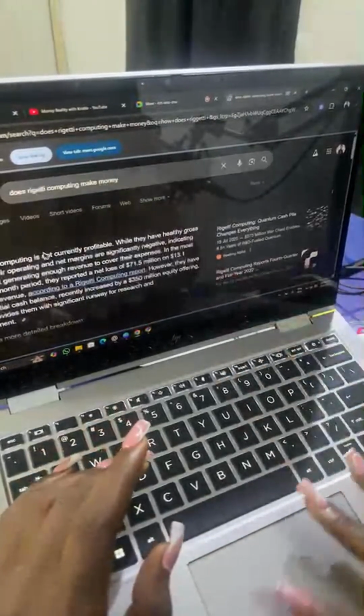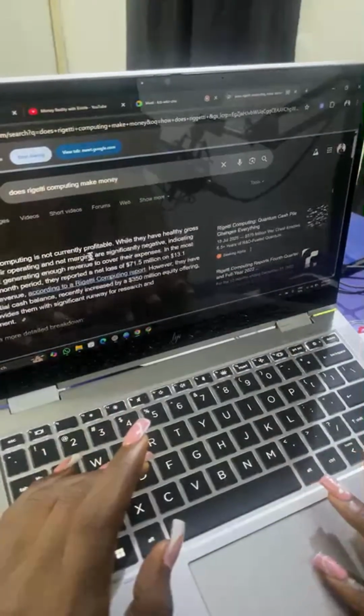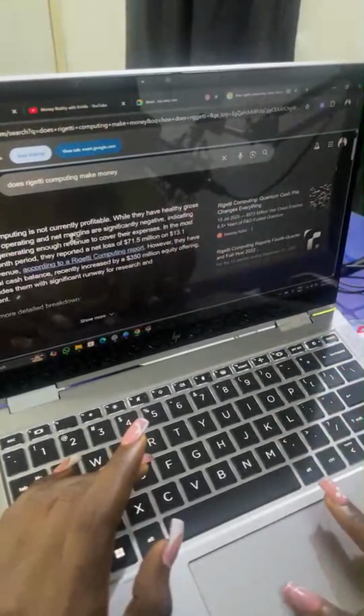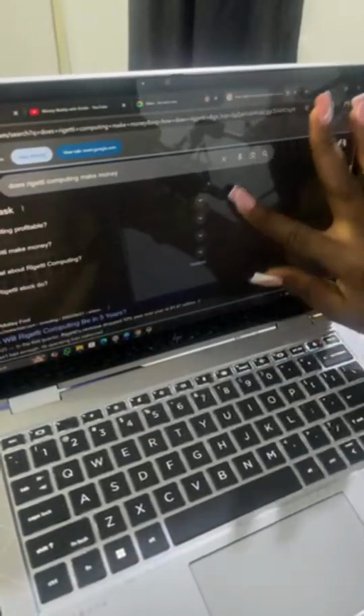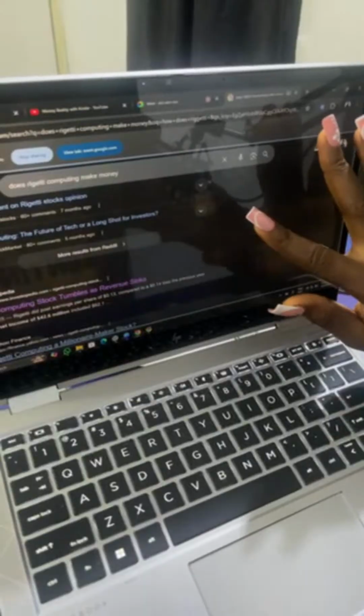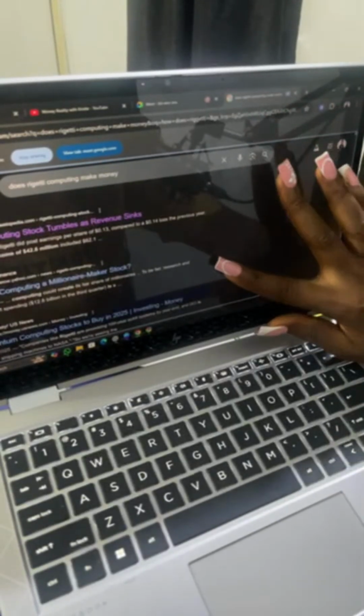So no, Rigetti Computing is not currently profitable. This is from Gemini. While they have a healthy gross margin, their operating and net margins are significantly negative over the recent 12 months. That's still not what I'm asking. What are the potentials for making money? I can't find it.